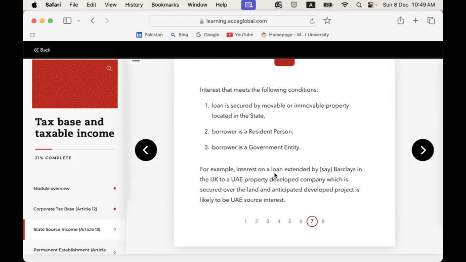For example, interest on a loan extended by, say, Barclays in the UK to a UAE property development company, which is secured over the land and anticipated developed project, is likely to be UAE sourced interest. So that interest on that loan will be UAE sourced, because the security, the collateral, is the land that is located in UAE.